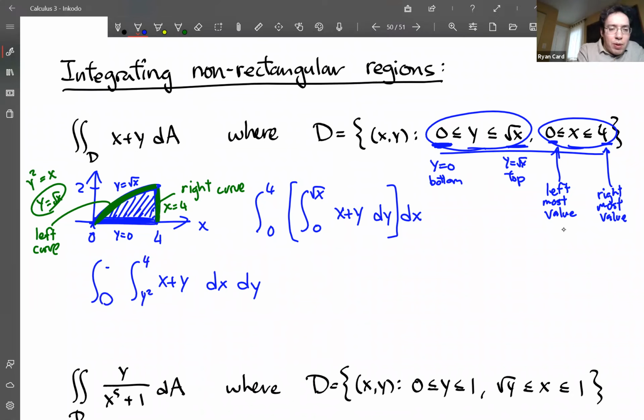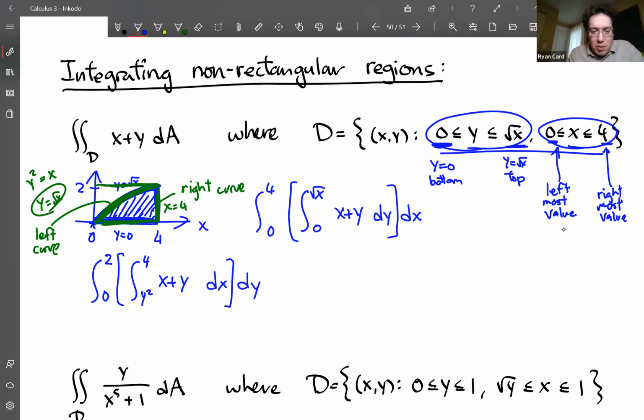And then for the limits of integration for the outer variable, so y, this is the bottommost value and the topmost value. So the bottommost value in this region is y equals 0. And the largest y value that's given is 2. Okay, and the outer limits are always constants. So I think that's the easier half when you're doing this. Okay, so I hope that made sense.